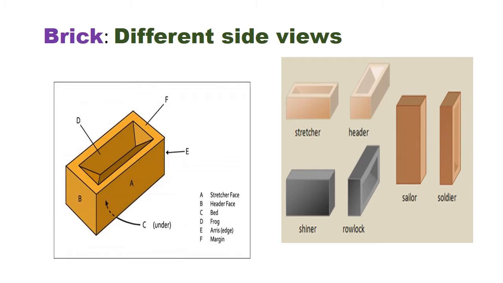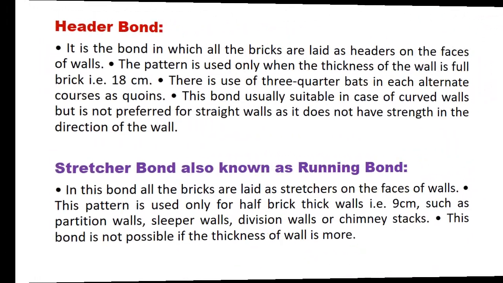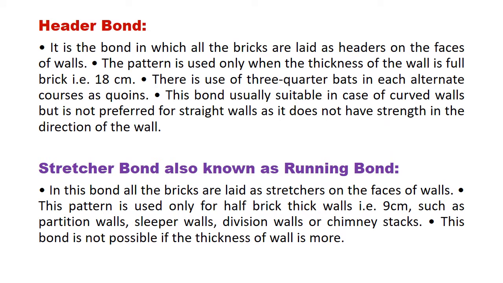English bond. This is the most commonly used bond for all wall thicknesses. This bond is considered to be the strongest. This bond consists of alternate courses of headers and stretchers. In order to break vertical joints in the successive courses, it is essential to place a quoin closer after the first header in each heading course.